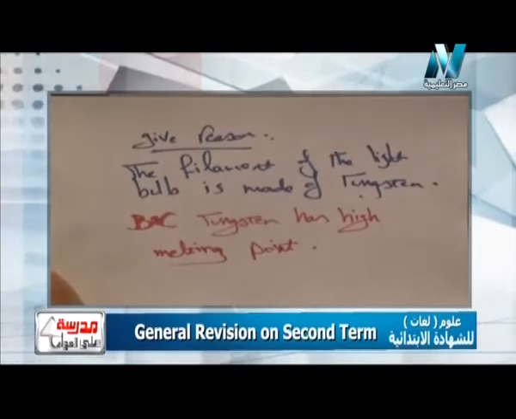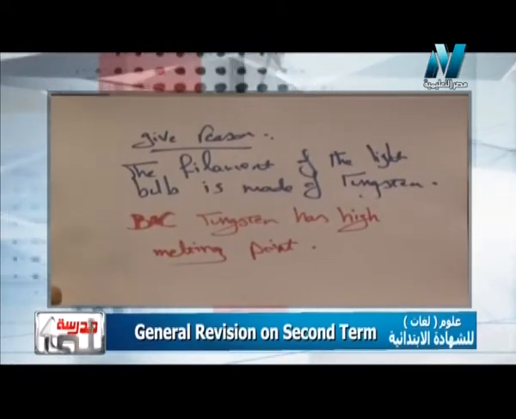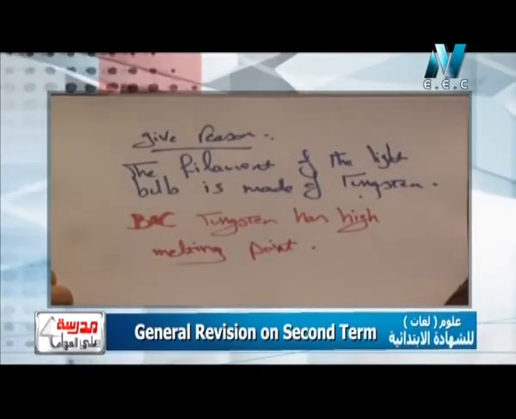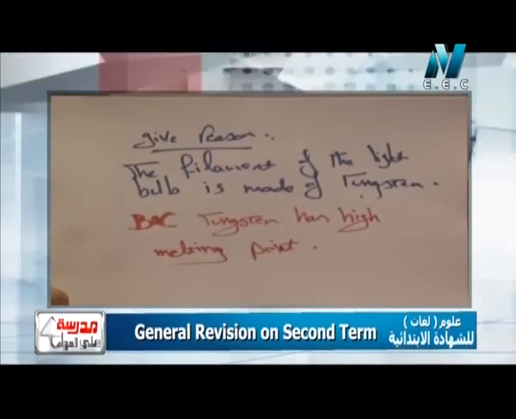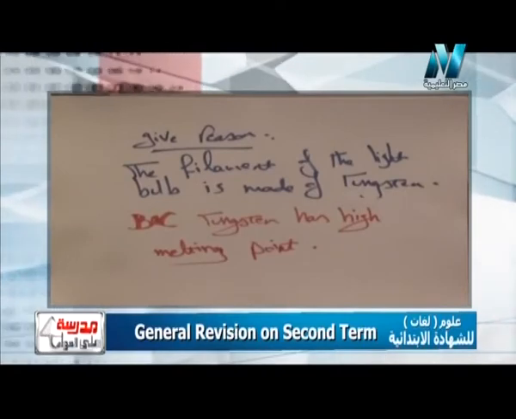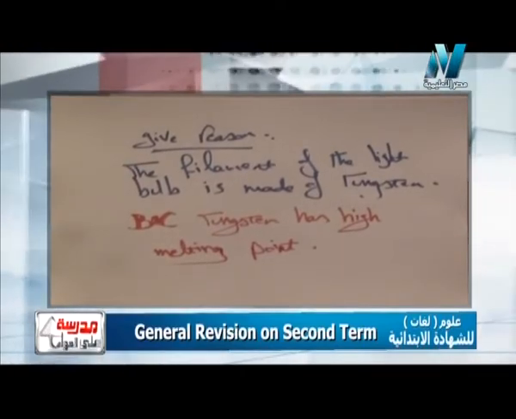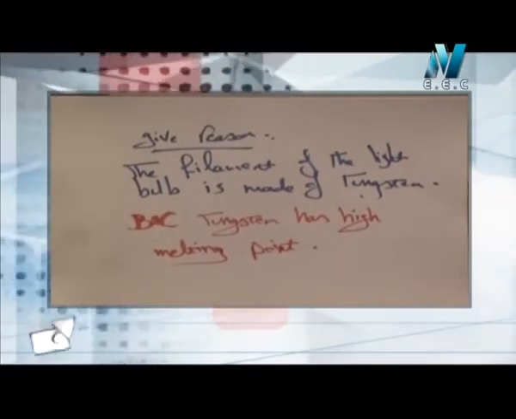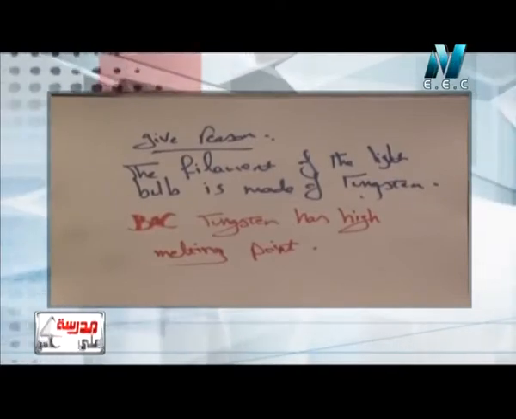It will be found in most exams that you will answer in this period, inshallah. So again, the filament of the light bulb is made of tungsten. Why? Because tungsten has a high melting point.